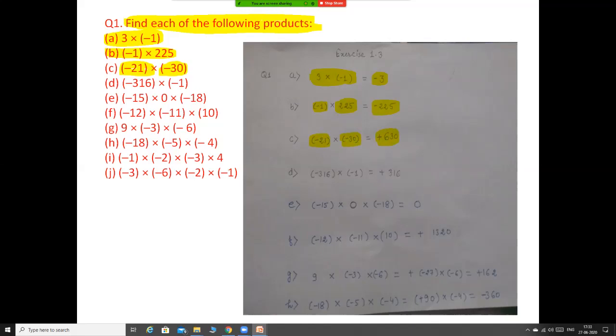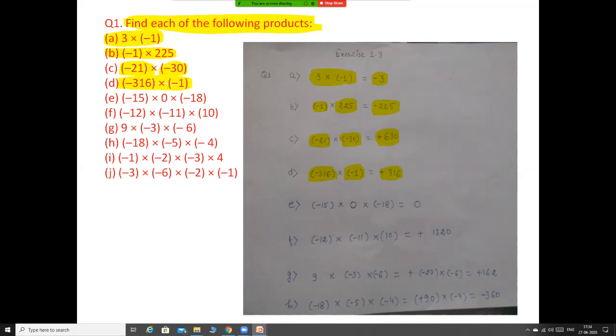So next is D part, minus 316 into minus 1. Again, 2 times minus is multiplied, so answer is plus. First one is minus 316 into minus 1. Answer is 316.